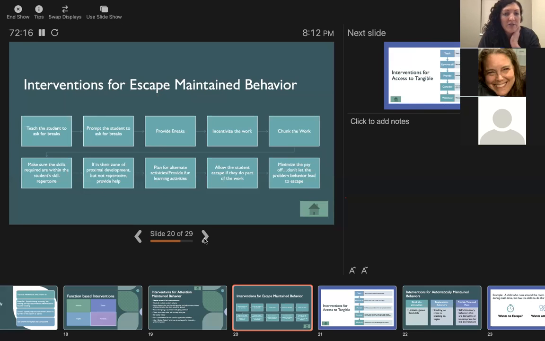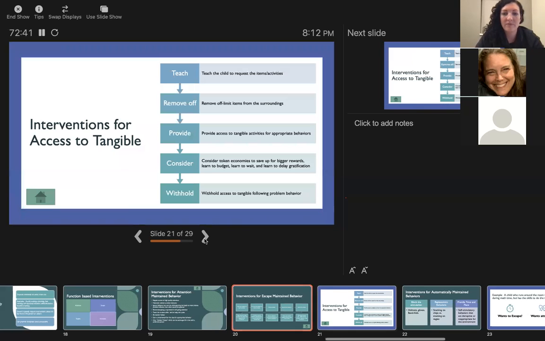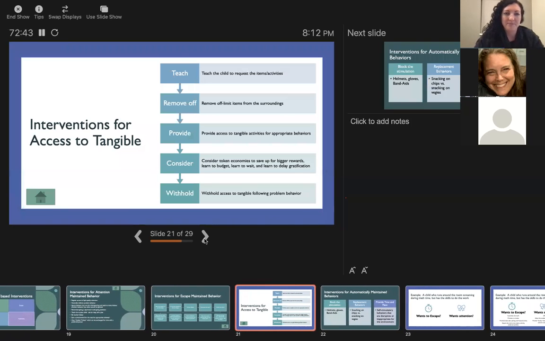You can allow the student to escape if they do part of the work. So, you know, get to here and you can be done, and minimize the payoff. Don't let the problem behavior lead to escape. So if they're always missing math, we somehow need to get that reincorporated, so that they're not always getting out of math.